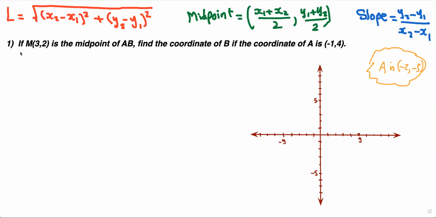So if we look at this question: if M (3, 2) is the midpoint of AB, find the coordinate of B if the coordinate of A is (-1, 4). To answer this question, you have to understand what it's saying.